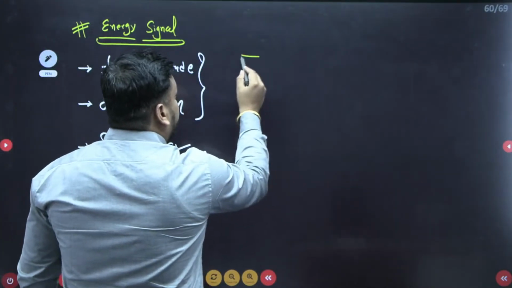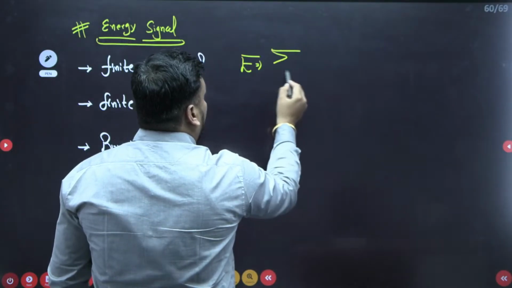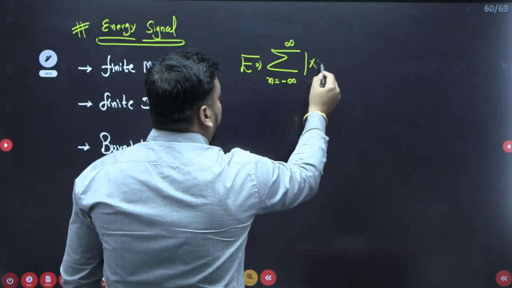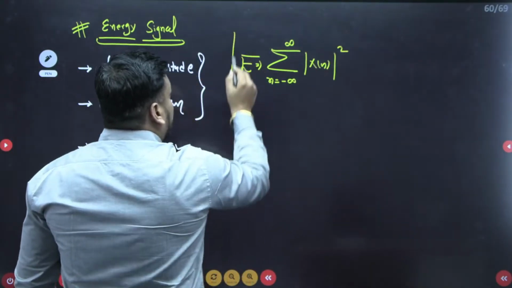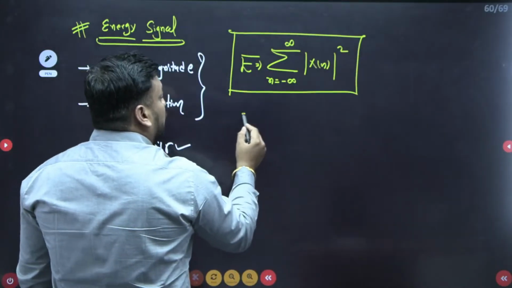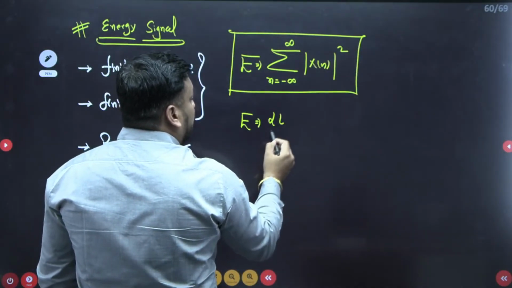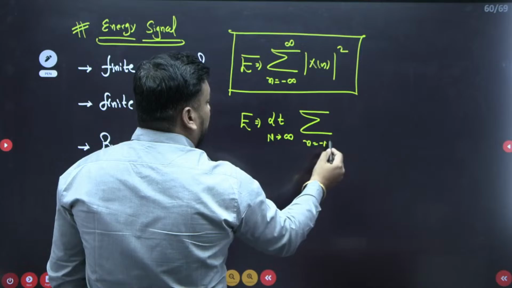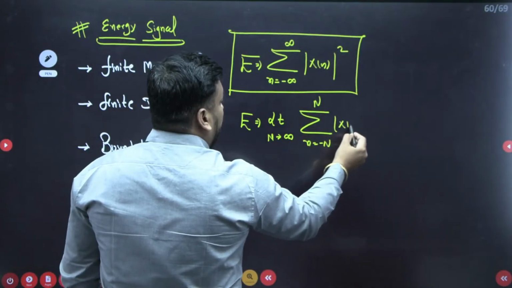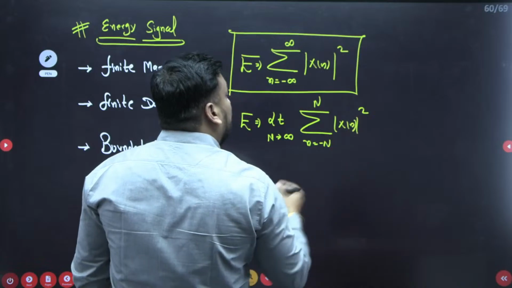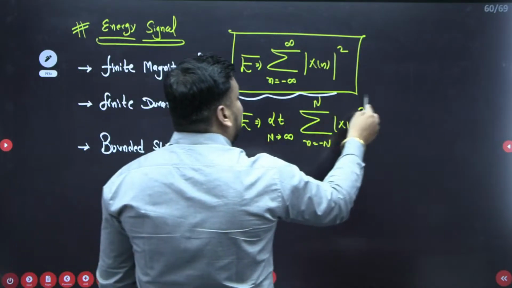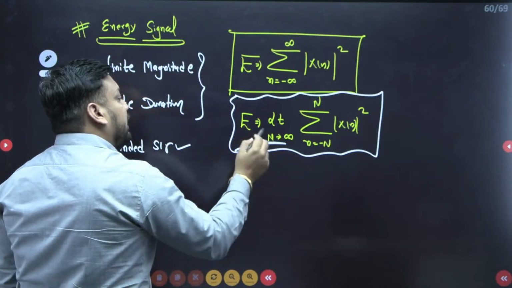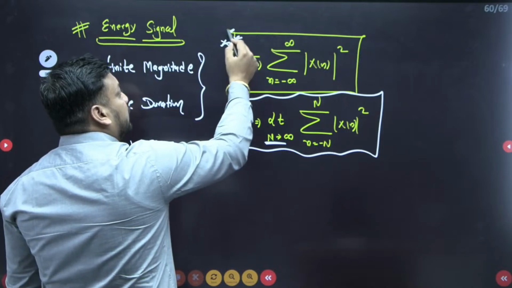If I talk about the energy calculation formula, then E equals the summation of n tends to minus infinity to infinity, mod of x of n whole square. So this is nothing but your energy formula. You can also say it like this: limit capital N tends to infinity, and the limit goes from n equals minus capital N to plus capital N, mod of x[n] whole square. Actually here the limit exists only at capital N, and capital N is only infinity. So instead of writing this, I can directly write this. It can save your time. Yes or no?